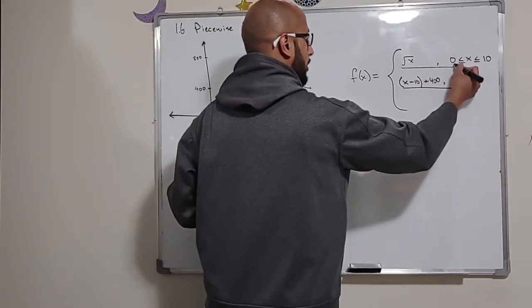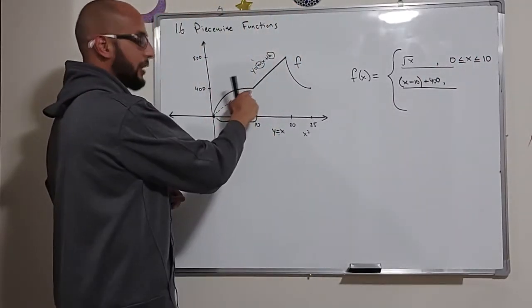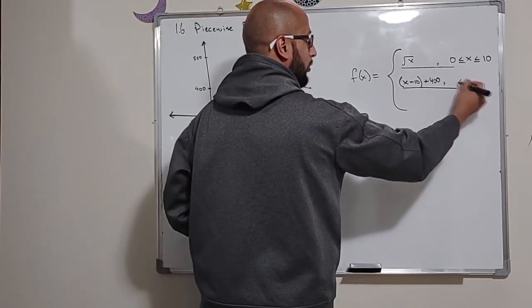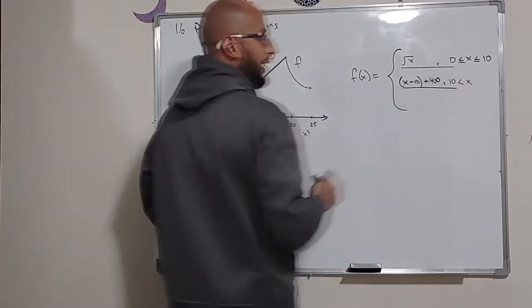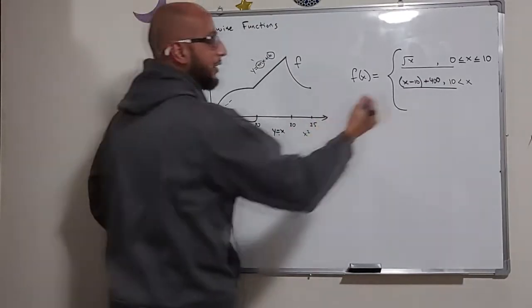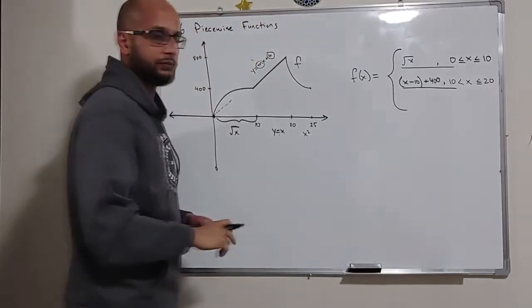I want you to pay attention here. I put x is less than or equal to 10. So when it's equal to 10, it's a square root function, which means in my second interval, this has to be x is greater than 10. Not greater than or equal to, simply greater than. But less than or equal to 20.